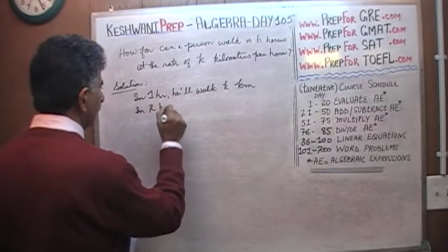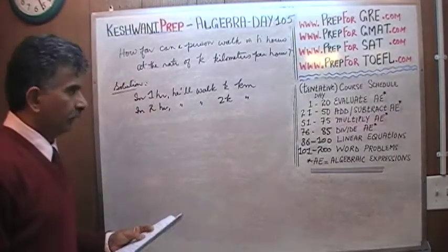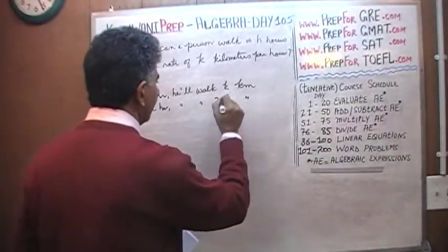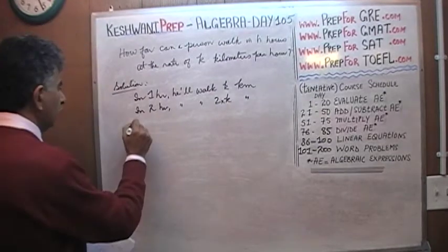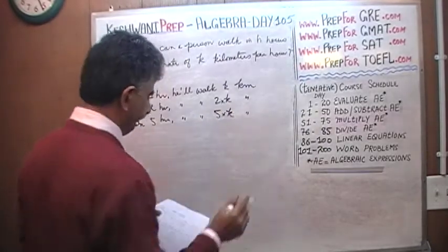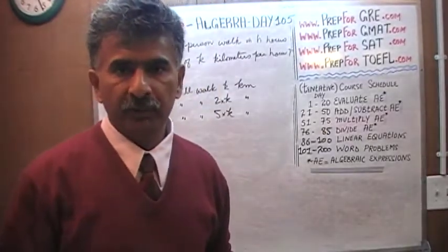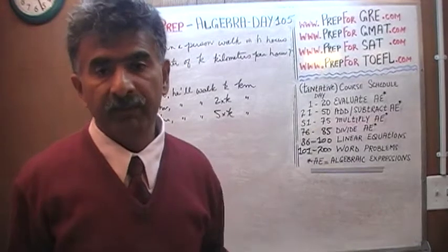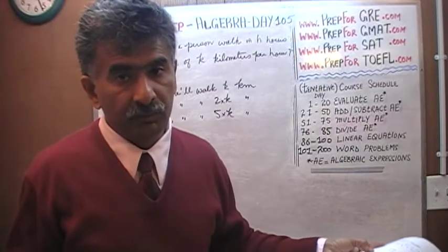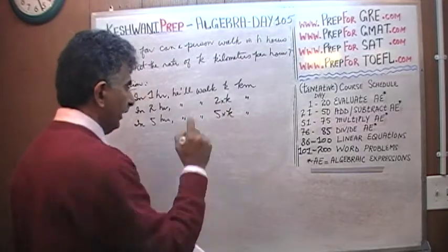In 2 hours, he will go 2 times the amount, 2 times k kilometers. How far will he go in 5 hours? In 5 hours, he will go 5 times the amount. In other words, if he's walking at the rate of 10 kilometers per hour, in 5 hours he should go 50 kilometers, 10 times 5. If he's walking 3 kilometers per hour for 5 hours, he should go 3 times 5.